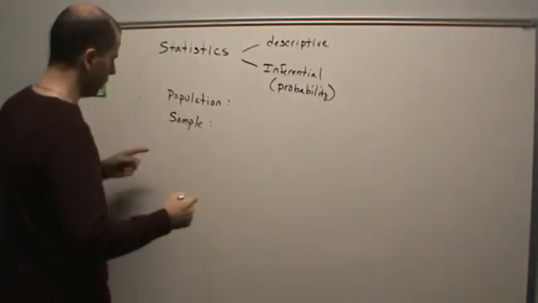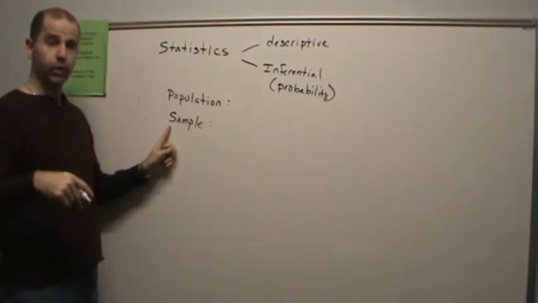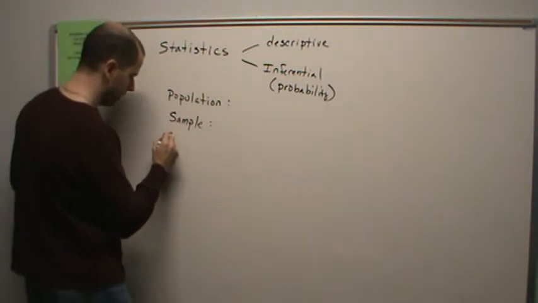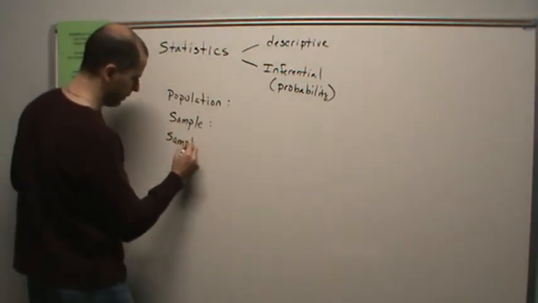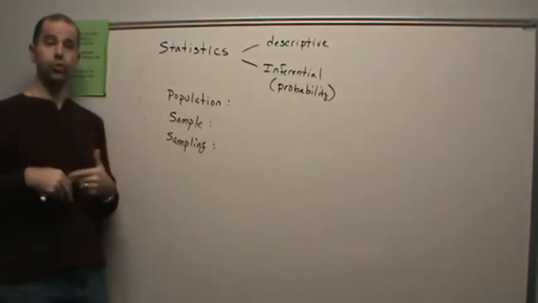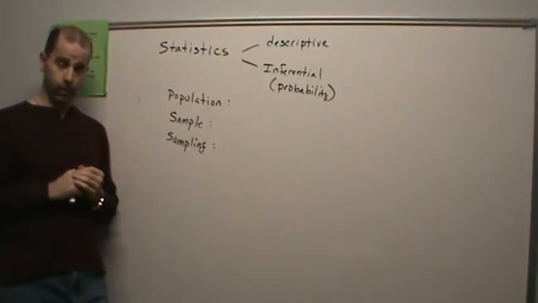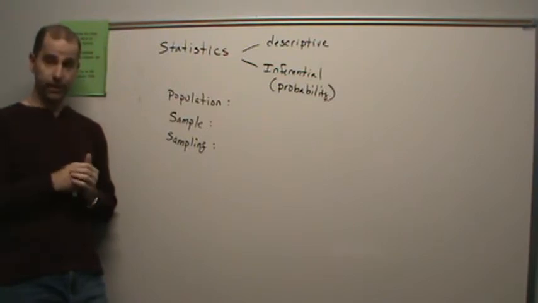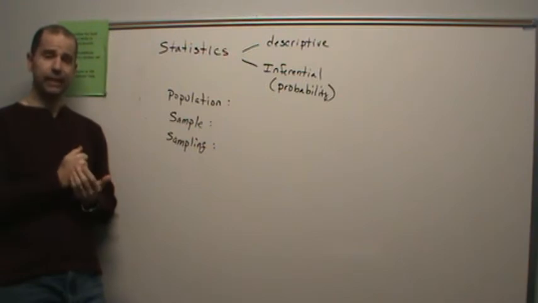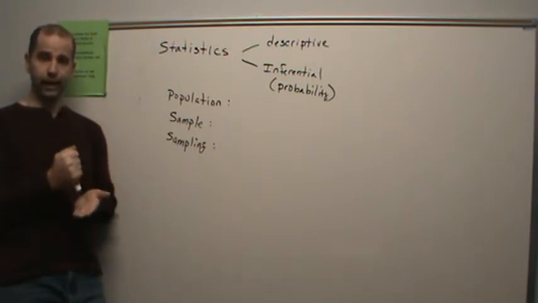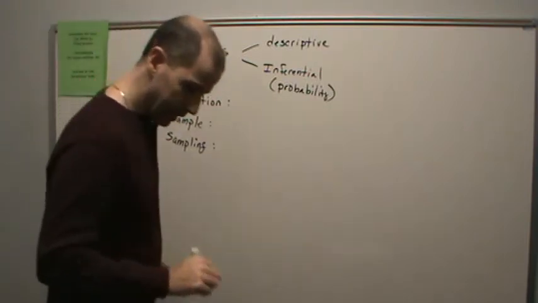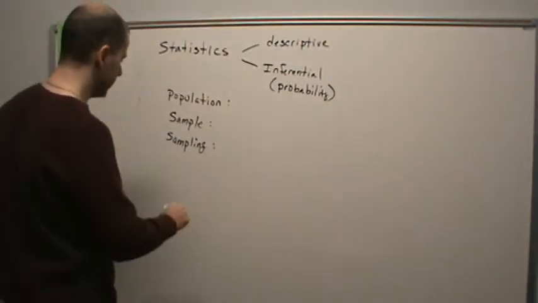Now going along with sample is what we term sampling. What is sampling? Well, sampling is any method that is used to get a sample. We're going to talk more about sampling methods in another video. But just so you understand, sampling is any method used to get a sample from a population. The next thing I want to talk about is statistics.